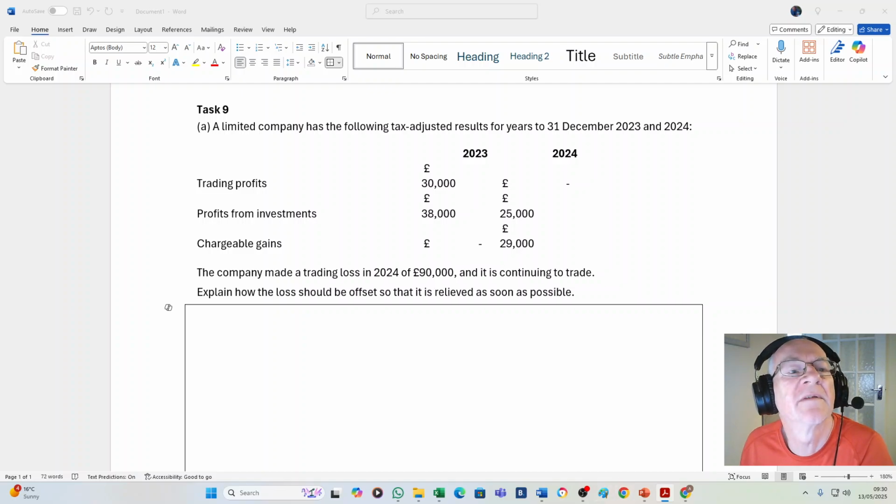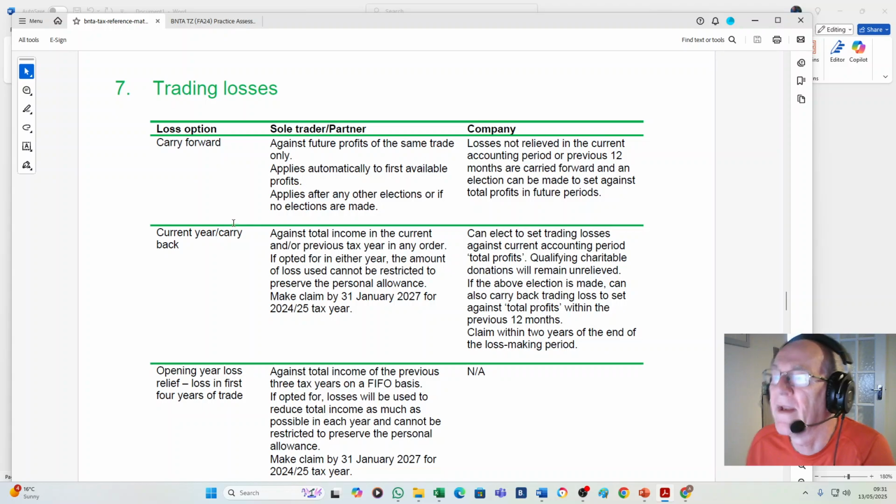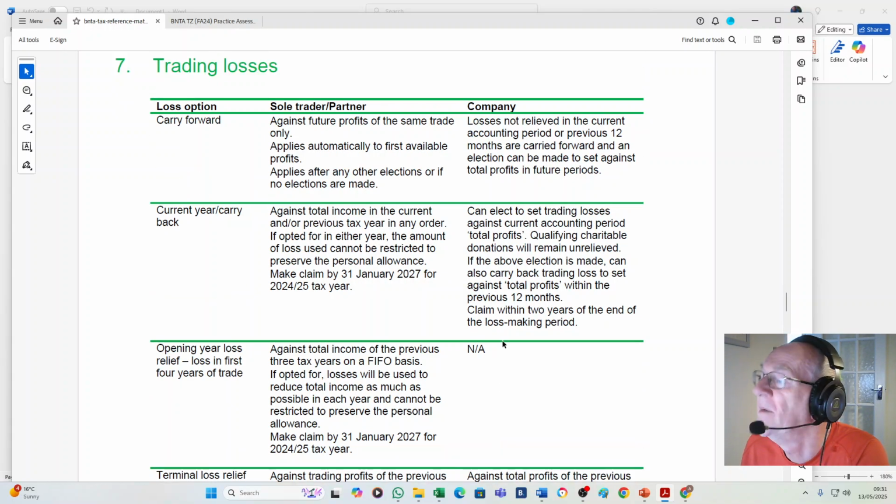Let's find the reference material and show what is available there. For the company we're interested in now, we have 2 loss options apart from opening and terminal. We're not interested in terminal, it says that it's going to continue. We either carry forward, so we relieve them in the current accounting period and carry them forward, or we relieve against the current year and carry back, which is the relevant one in this case, because of what the question asked for.